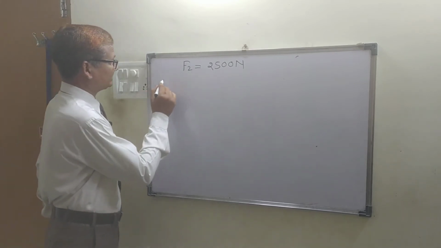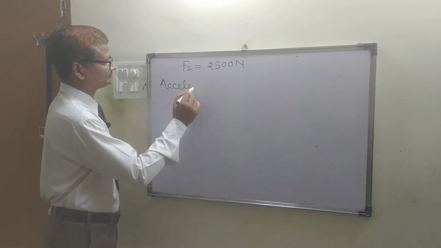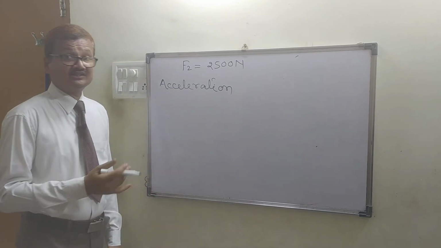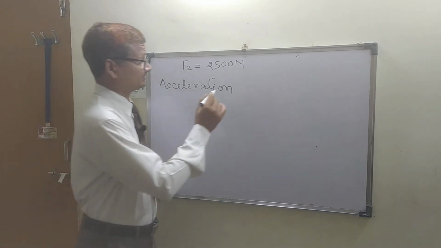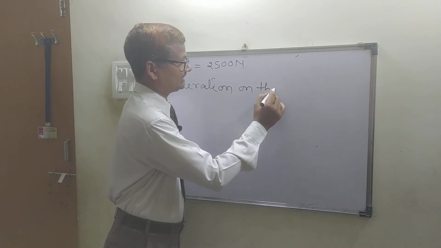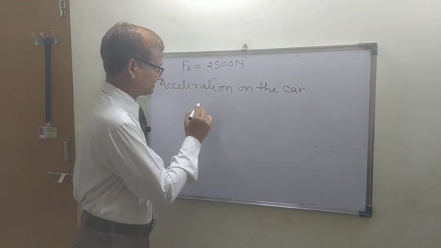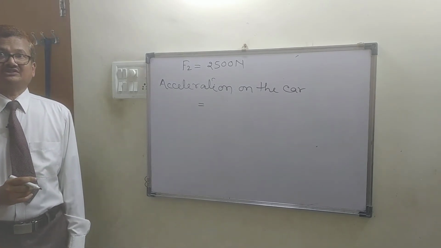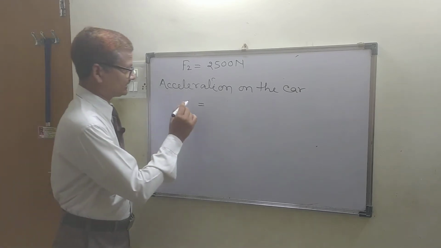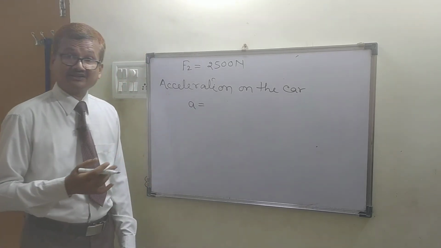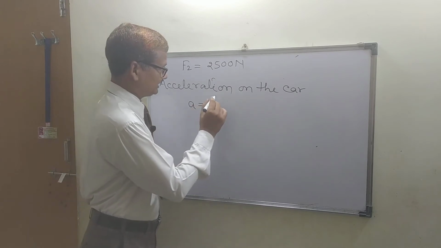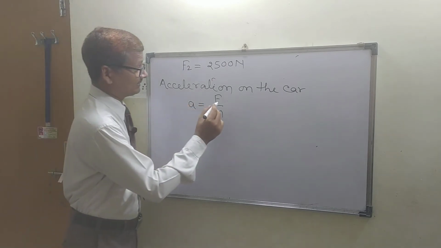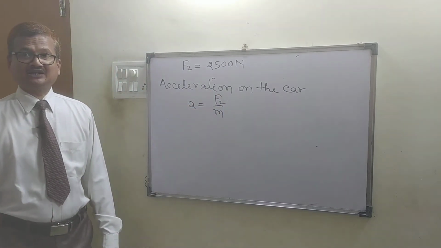So therefore acceleration on the car. You know that according to Newton's law of motion, F is equal to m into a. So therefore a is equal to F upon m. So acceleration produced in the car, a is equal to F upon m. And how much force is applied? Force applied is F2, and m is the mass of the car.